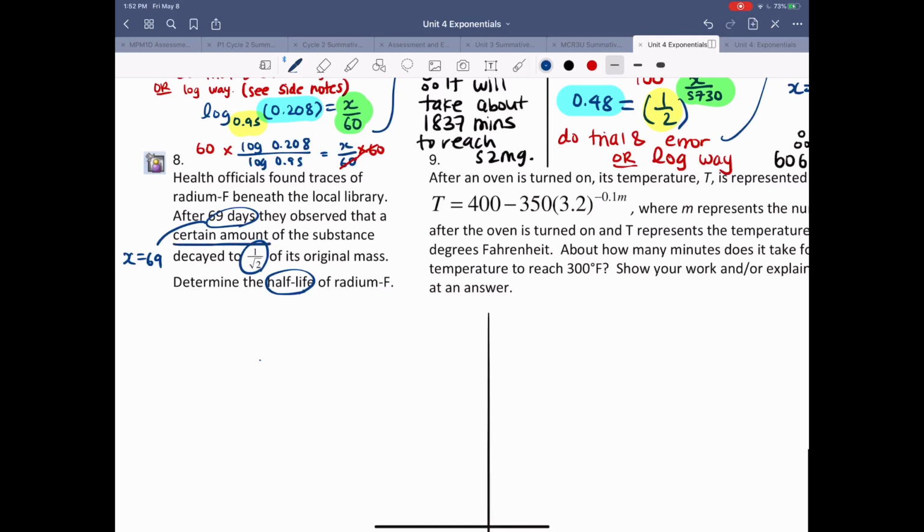So they observe that a certain amount. What does that mean? That means you're dealing with the A that is unknown. I have a half-life of, so B is equal to 1 over 2 is what I know. They're telling you determine the half-life of radium F. So that's also telling me that I need to find the P. At this point, we don't know how long it takes for the radium F to become half its original amount. So now we need to interpret the A part and this funny part over here. So A is equal to unknown mass.